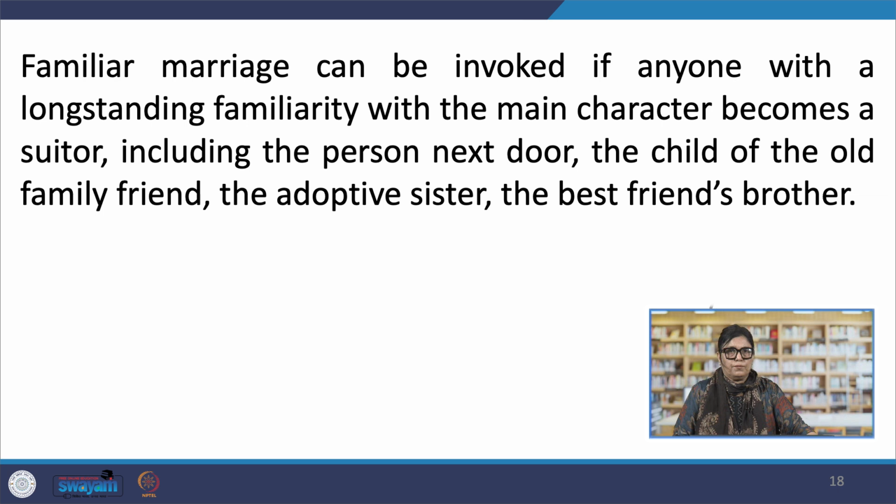Familiar marriage can be invoked if anyone with a long-standing familiarity with the main character becomes a suitor, including the person next door, the child of the old family friend, the adoptive sister, the best friend's brother. Roger Hamley in Wives and Daughters, 1865, and Agnes in David Copperfield, 1850, for instance, would be examples of suitors who are familiar without being literally related.